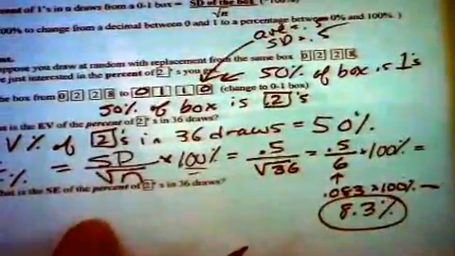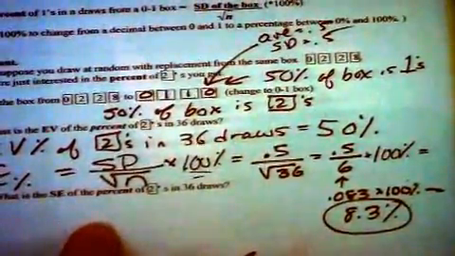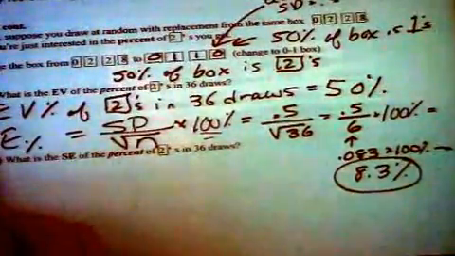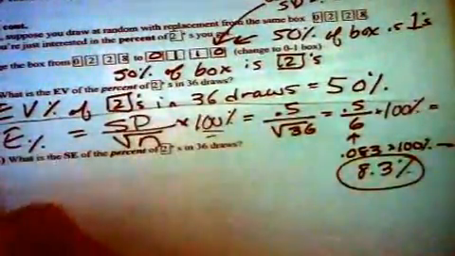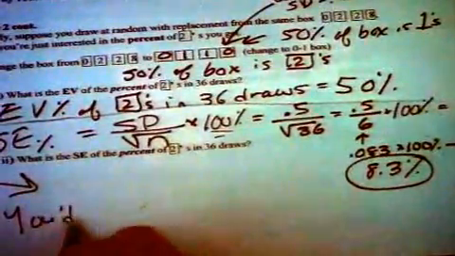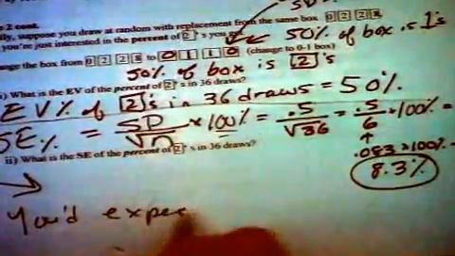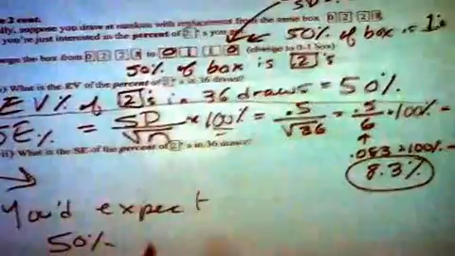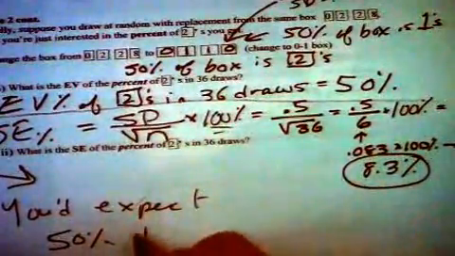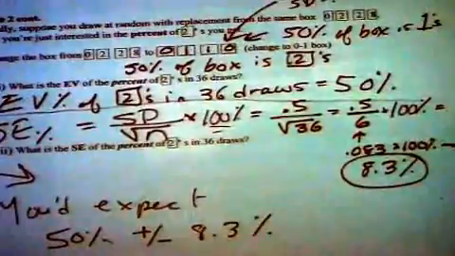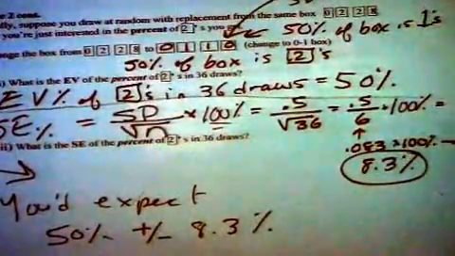And I just did that problem for you. I'm sorry, I squished them together. They were supposed to be separate. This one's supposed to be down here. So let's just say what we're doing: you'd expect 50%. You knew that before you came into this class. You'd expect 50% twos, give or take, this is the hard part, 8.3%. That's all we're doing. Does that make sense to everybody?